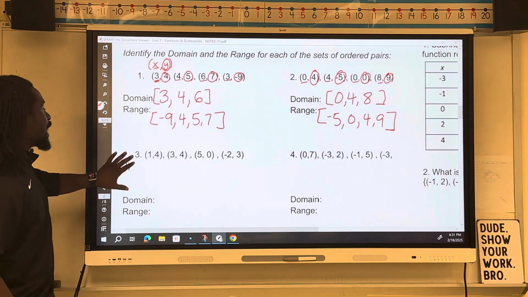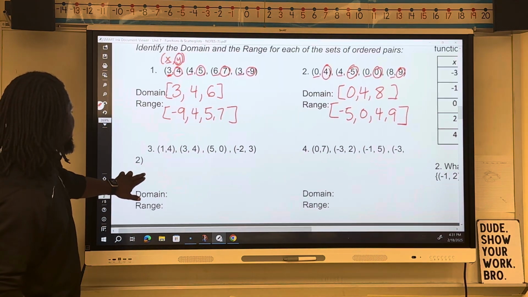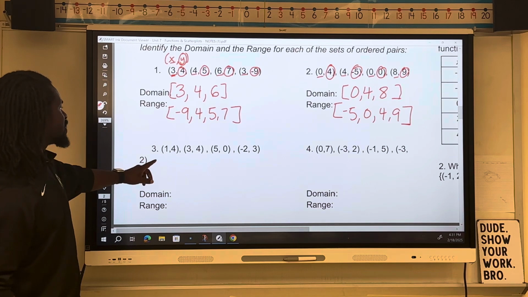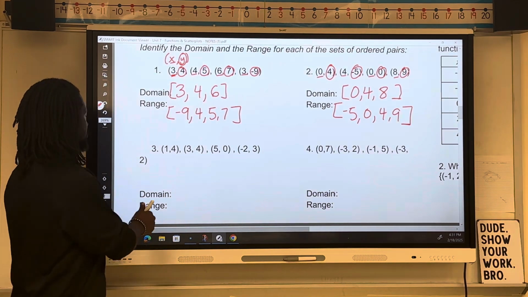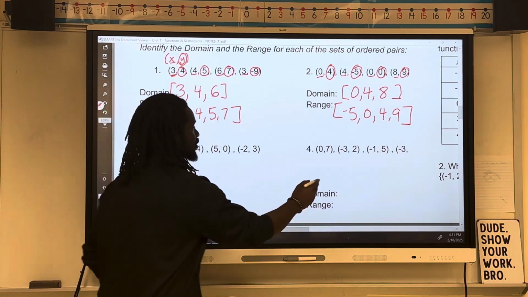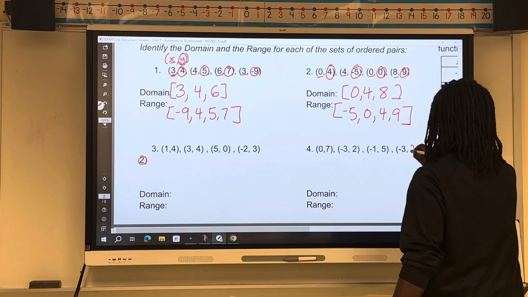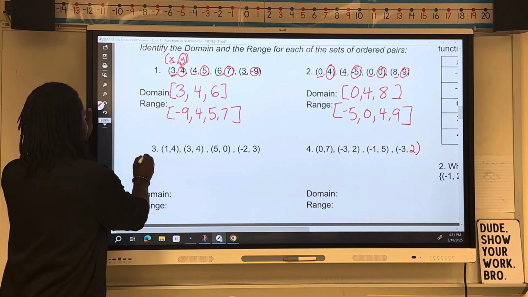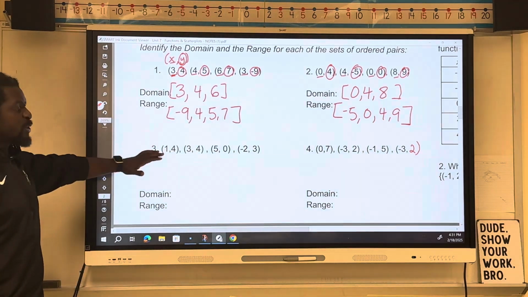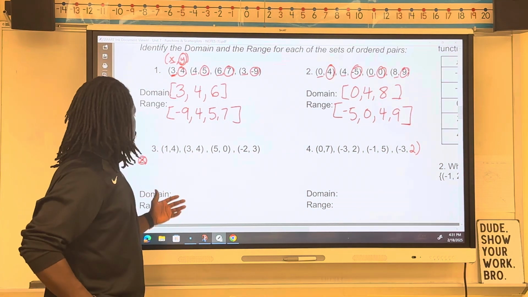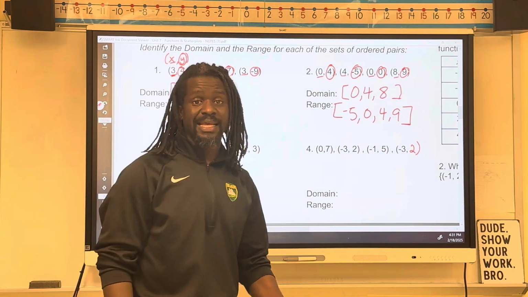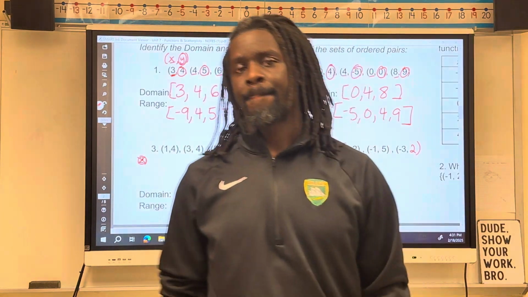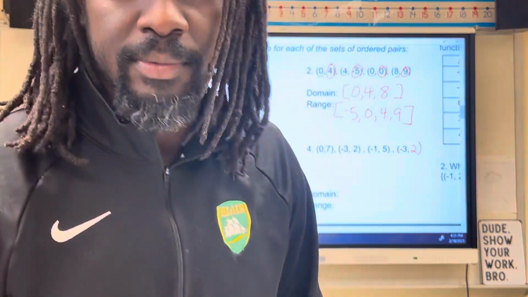All right, so hey, I want you to go ahead and do this next problem. I will say I just noticed that this 2 should be over here. Okay, so it should be -3, comma 2. So that goes over there. But I want you to pause the video and do these next 2 examples on your own. Hey, and make sure you pause it, please. All right, thank you.